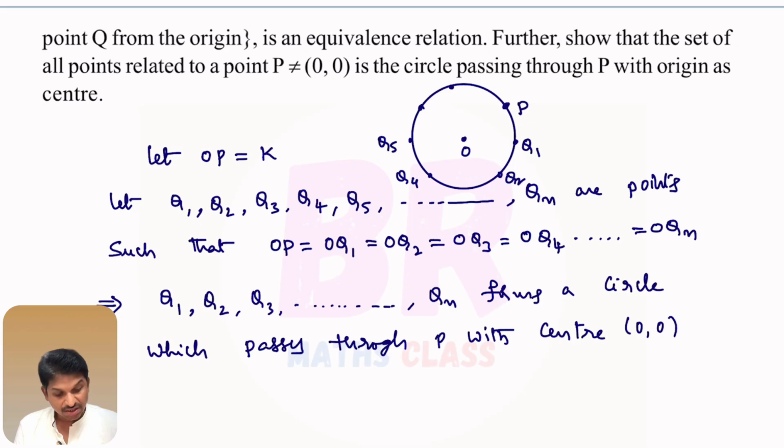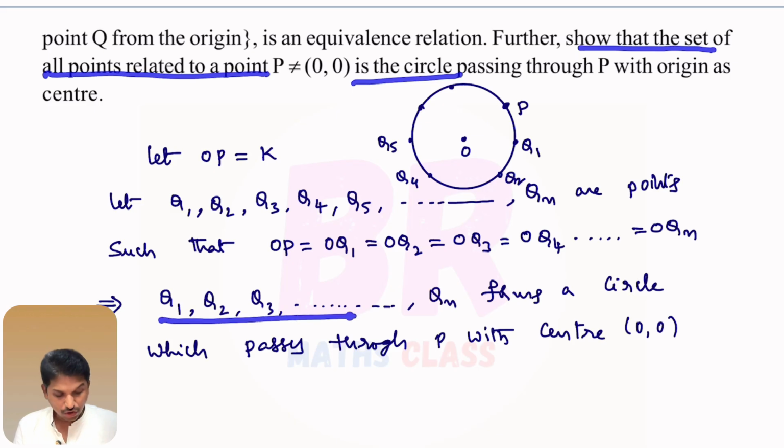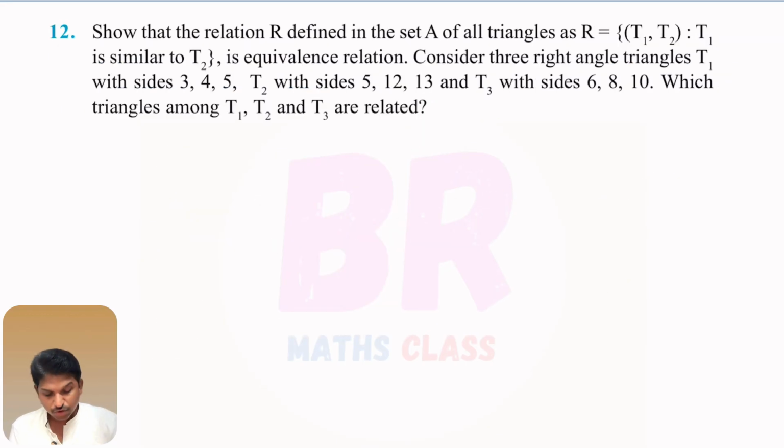In this question, they are asking: show that the set of all points related to point P is a circle. These are all the points related to point P. You can observe from the definition of a circle, as they are related to point P, this forms a circle. That circle passes through point P with center (0, 0). Now observe question number 12.